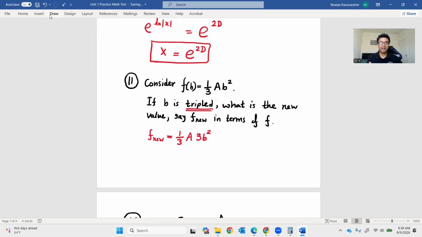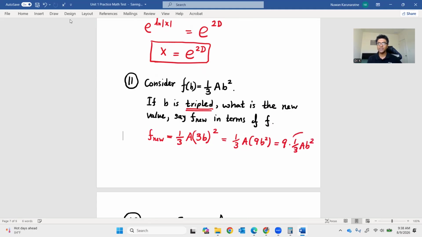You have to put parentheses around the entire term 3b and then take the square. That's the right way of doing it. I'm going to test you, especially this type of problem, during the math test. So now you can distribute that exponent, and then I'll have 1/3 a, 3 squared is 9, and then b squared. Then rearrange: if you pull out a 9, you'll have 1/3 a b squared.